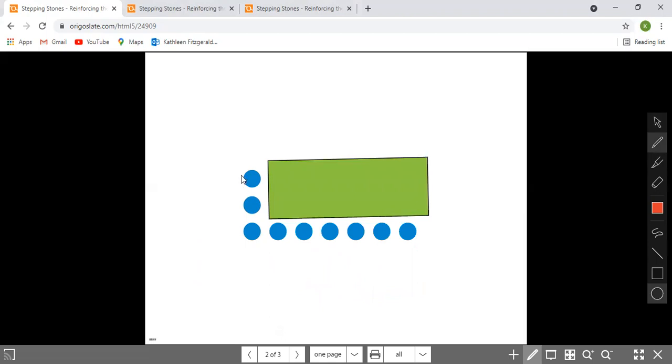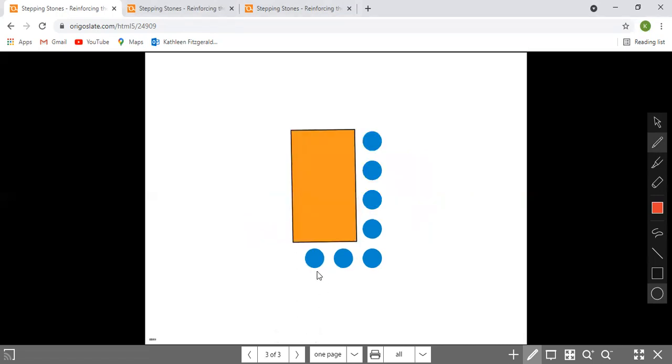Here we've got three rows, and we've got 1, 2, 3, 4, 5, 6, 7 in each row. So even though we can't see how many are underneath here, we just use our multiplication knowledge to say that 3 groups of 7 equals 21. And how we would write that would be 3 times 7 equals 21, or 21 divided by 3 equals 7, or 21 divided by 7 equals 3.